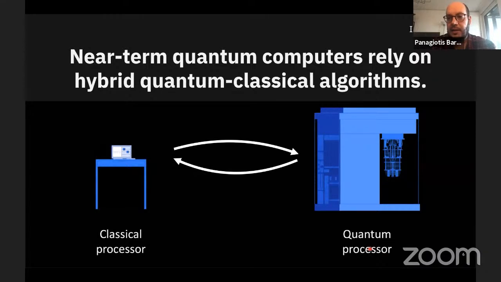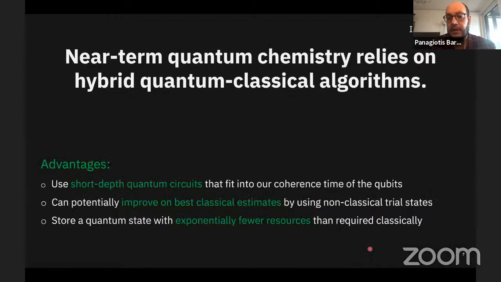This synergetic scheme allows for many advantages for current hardware. The first and important thing is that by using hybrid quantum classical algorithms, we can have short-depth quantum circuits that can really comply to the coherence and the dephasing time that we have in our current devices. At the same time, such hybrid quantum classical schemes allow us to go beyond classical trial states. So we can start thinking of non-classical trial states, and this provides the potential of improving the classical estimates that we have for different problems.